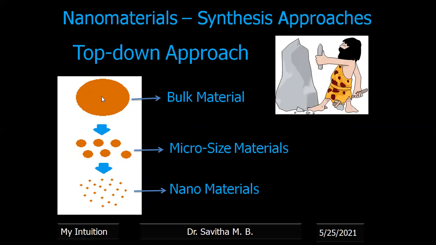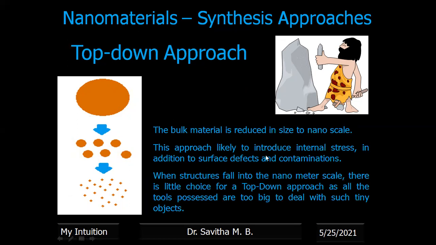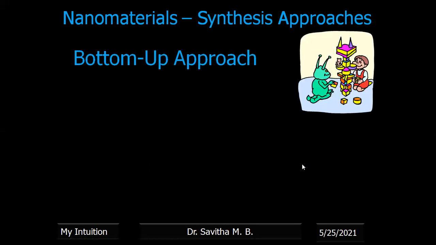But how do we cut it into smaller pieces? We need to use very sophisticated instruments. Therefore, if a top-down approach is adopted for synthesis or preparation of nanomaterials, it is likely to introduce internal stress in addition to surface defects and contaminants, because we have to use certain very strong beams, which surely will introduce some internal stress in the nanomaterials.